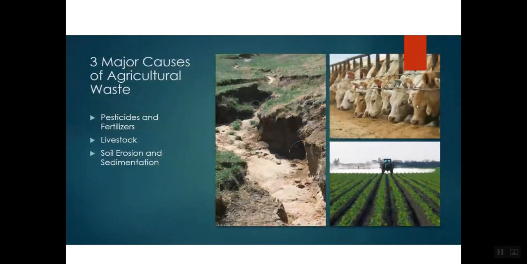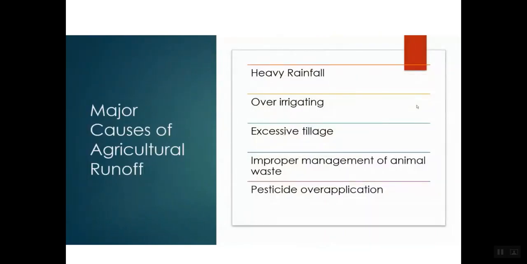Your three major causes of agricultural waste can be narrowed down to pesticides and fertilizers, your livestock, and soil erosion and sedimentation. Most issues with agricultural waste are caused by rain events or too heavy irrigation. The excessive water is going to pick up your loose particles as it is flowing, and since water flows downhill, it's going to carry it with it wherever it's going. So with heavy rainfall and over irrigation, you're setting yourself up for the stuff to be carried away.